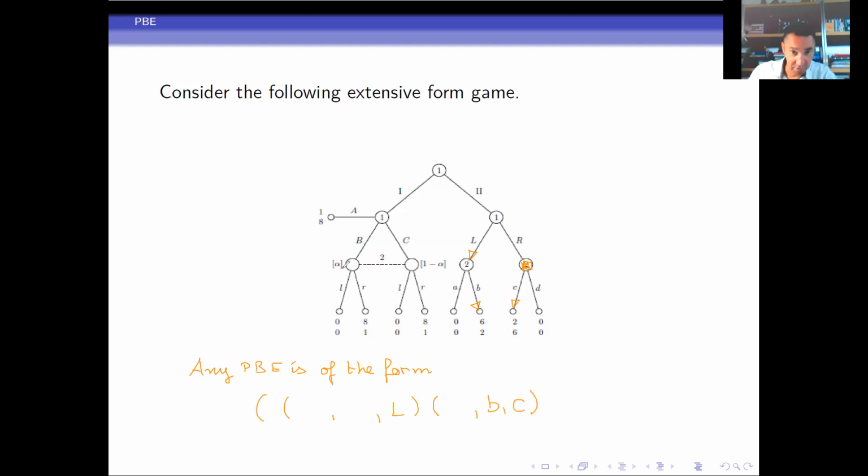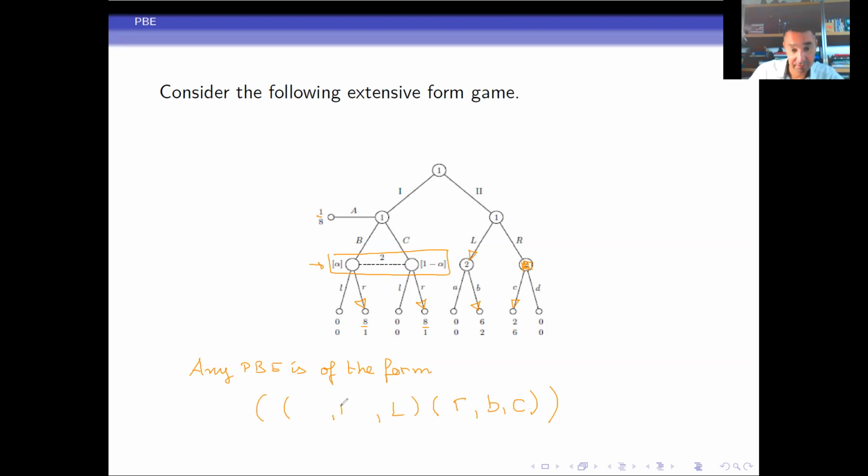But now, because of the introduction of this belief system over here, we also know that player 2 has to choose R in this information set. So he always chooses R, B, C. And then what should player 1 do? Well, if he chooses B, he gets 8. If he chooses C, he gets 8. And if he chooses A, he gets 1. So for sure, he's not going to choose A. So he can choose either B or C.